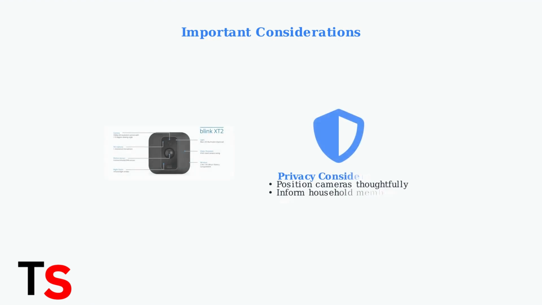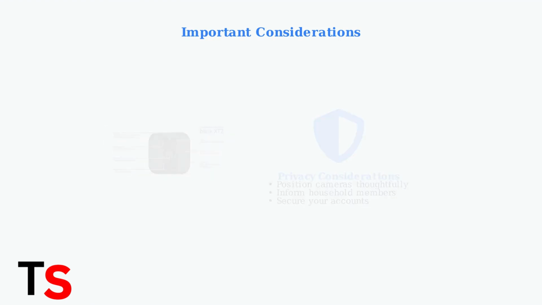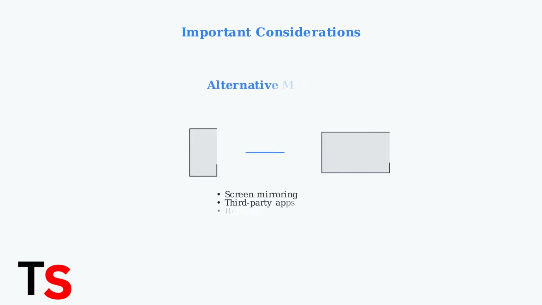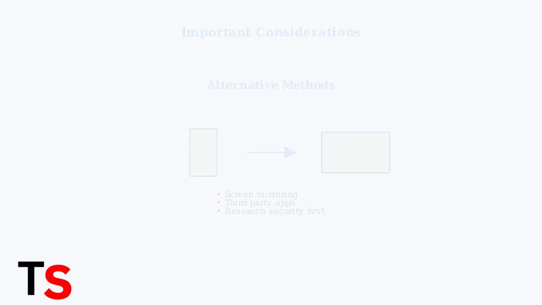Be mindful of privacy when setting up security cameras. Position cameras appropriately and inform household members about monitoring areas. If you don't have a Fire TV Stick, you can explore screen mirroring from your smartphone or third-party apps. However, research compatibility and security thoroughly before using these alternatives.